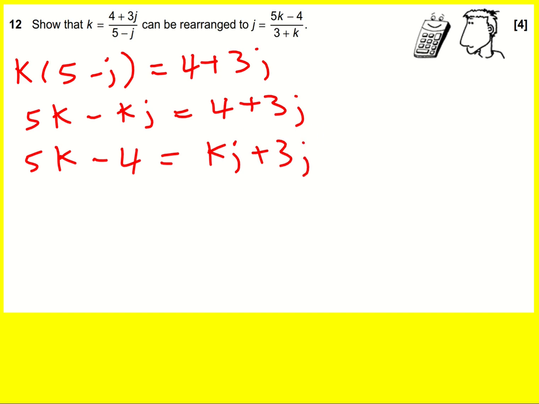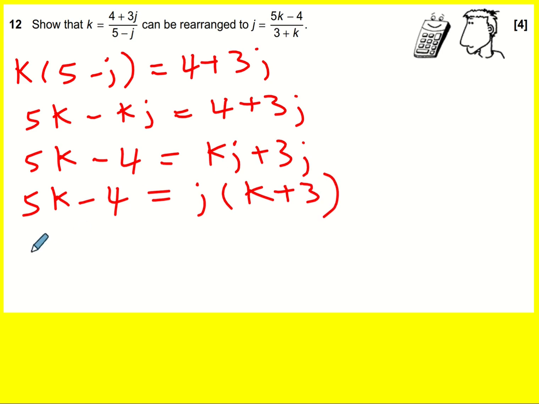This is sufficient working. I'm not saying what I'm doing to both sides, but I've become adept enough in my algebraic manipulation to just go from step to step. All right. How am I going to get that j by itself? This is the crucial bit. So I've got 5k minus 4, I'm going to leave that as it is. What I can do is actually factorize out this j, and it becomes (k plus 3). And now I'm basically there.